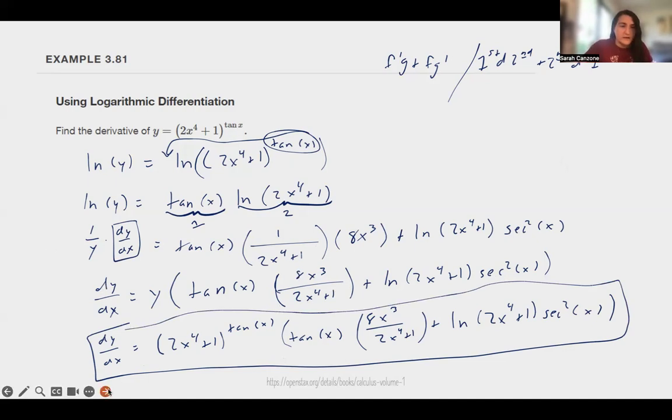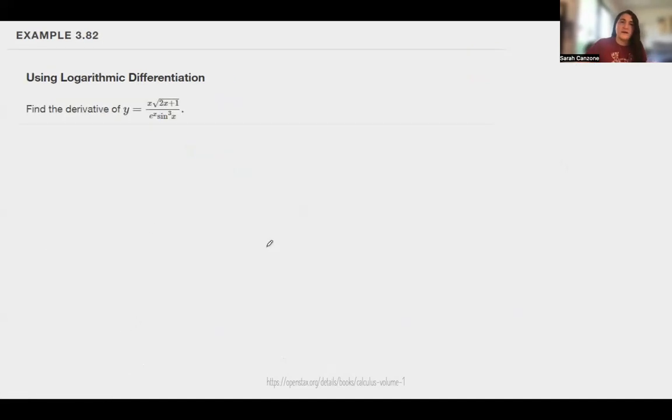All right, let's go ahead, and I believe we have one more to try, and then that will be it for the lecture, the last lecture before our first exam. So this one is, again, crazy looking, and you definitely don't want to try to find the derivative of this using quotient rule.